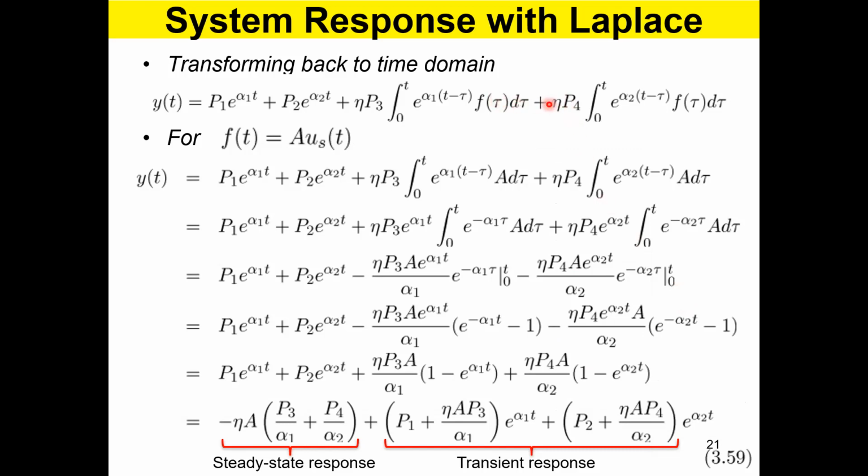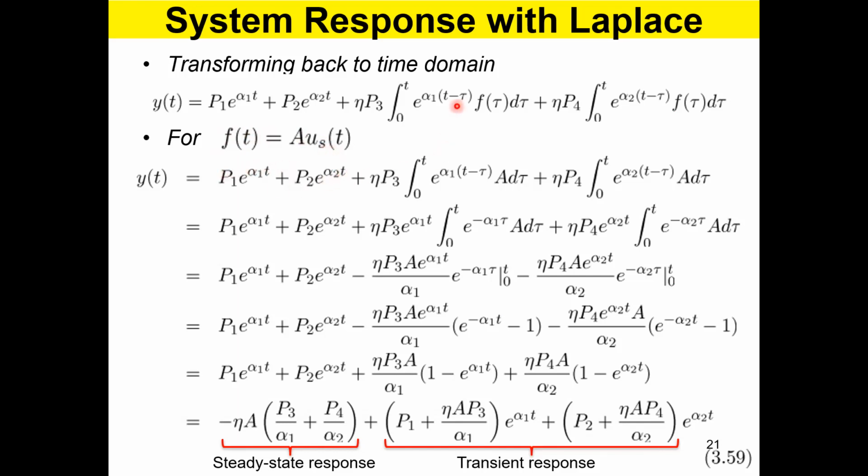And the final term is eta P4 integration 0 to t e to the alpha 2 (t minus tau) f(tau) d tau. Now you have to integrate this one. For a known function f(t), f(t) is A u(t). A is the weight of the person and the seat, everything. At time 0, you exert that force on the shock absorber, and for the rest of the time it's going to be there. So it's a step signal.